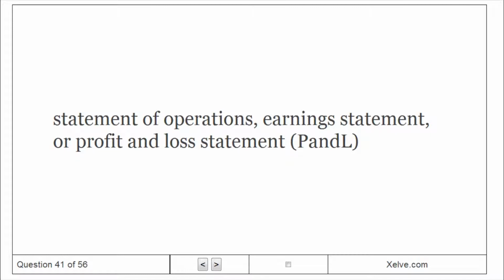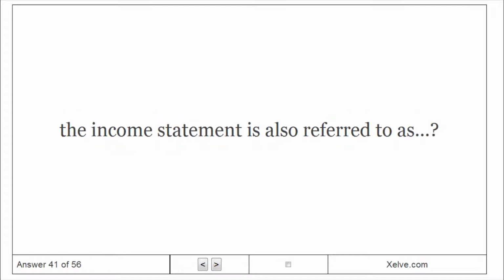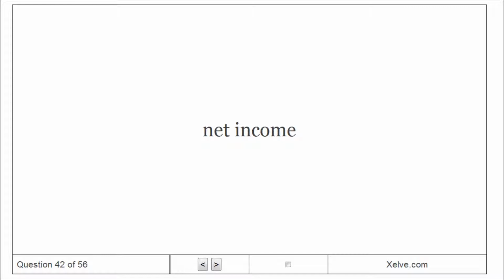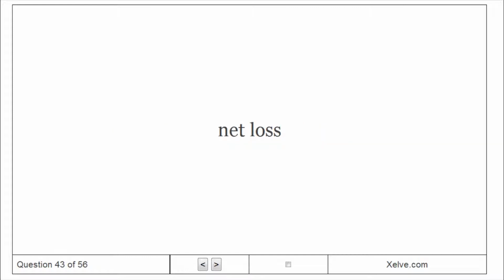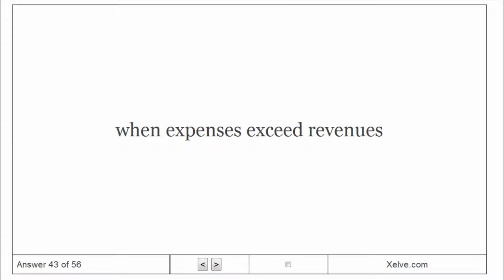Statement of operations, earnings statement, or profit and loss statement. The income statement is also referred to as that. Net income when revenues exceed expenses, net loss when expenses exceed revenues.